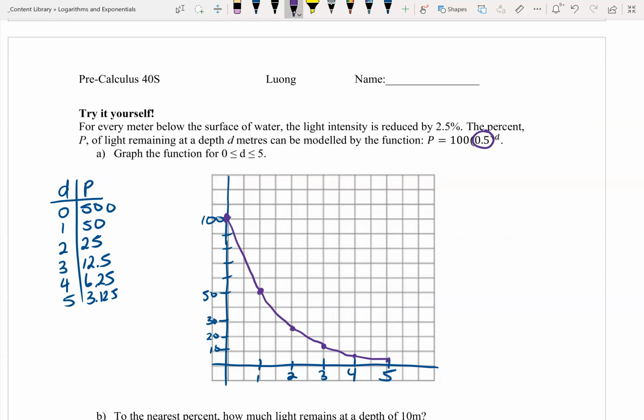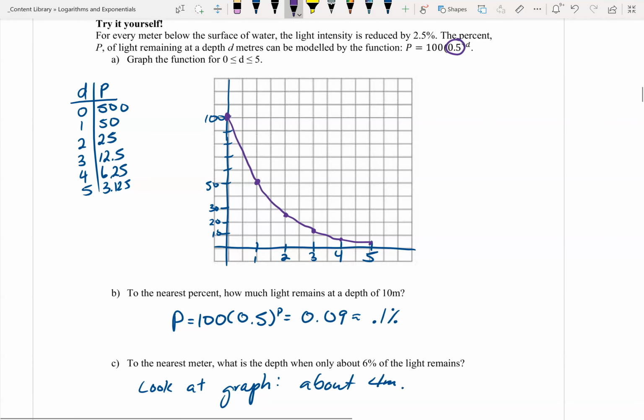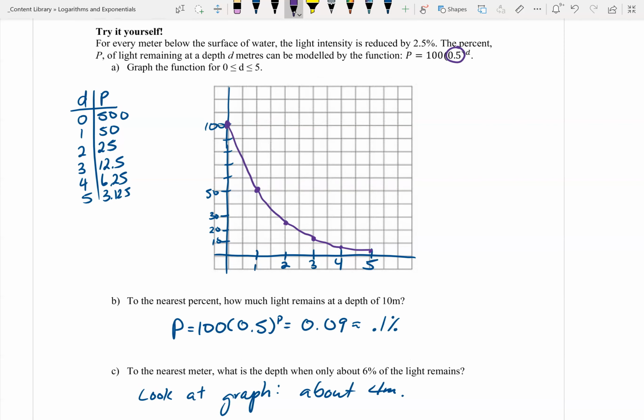So here's the graph to the chart yourself. I did table values on the side from d equals 0 to 5, and I got p-values from that. And I graphed that right onto the grid. That one's pretty self-explanatory. Then for B, to find the nearest percent, how much light remains at a depth of 10 meters. So we're trying to find P, and then we're going to insert our depth of 10 meters into here, put it in the calculator, and you're going to get about 0.1%. Remember, P is the light remaining in percent.